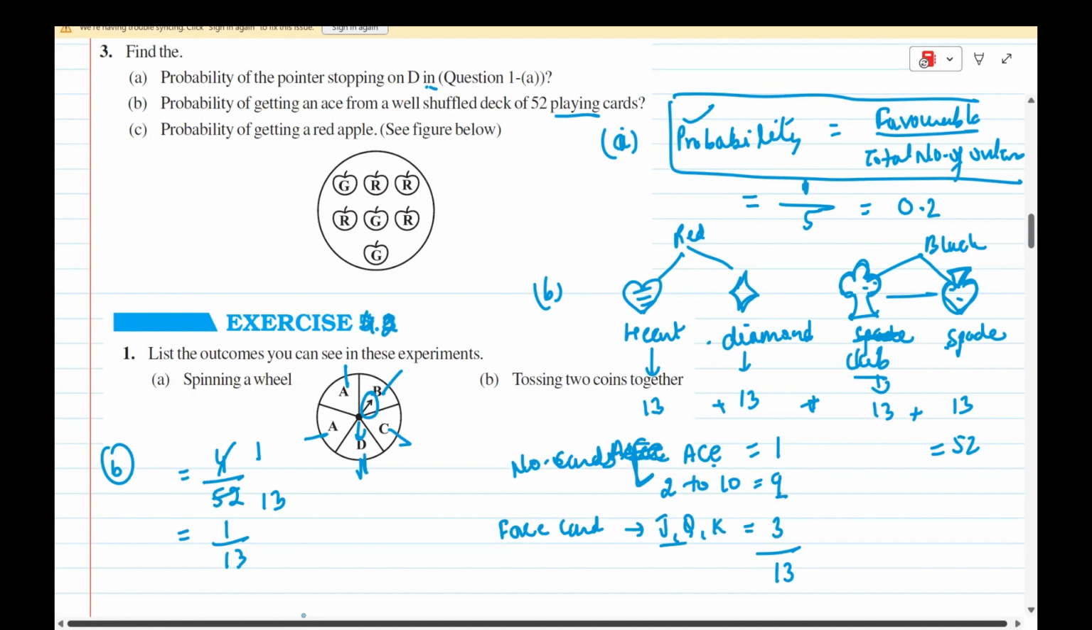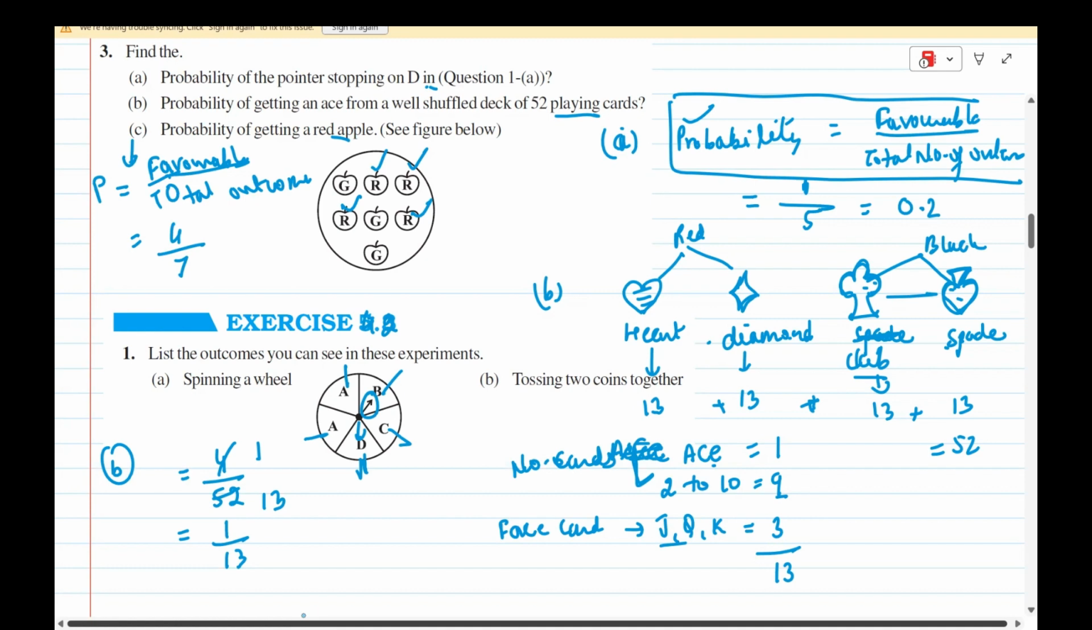Okay. Now coming to the third part, the probability of getting a red apple. Can you see in the box? These are red apples, that is 1, 2, 3, and 4. If I need to calculate probability, this is favorable upon total outcome. I'll just write the formula. So favorable, how many apples do I have? 4 red apples, because I want a red apple. So that is favorable. And total is how many? There are 7. So the probability is 4 by 7. This is the answer for third C.